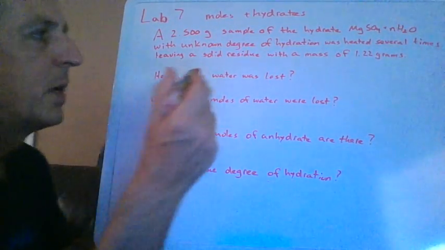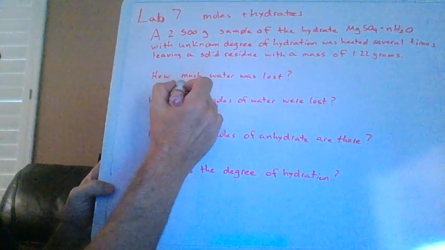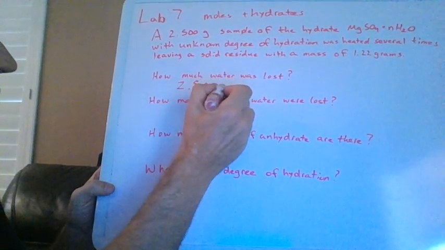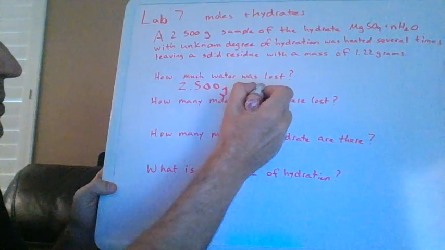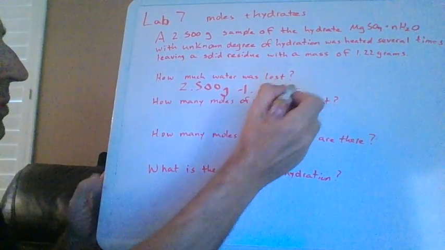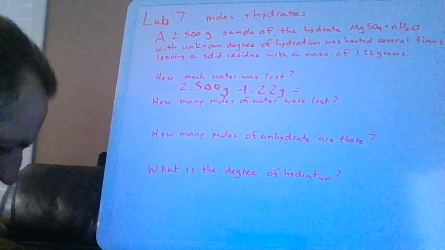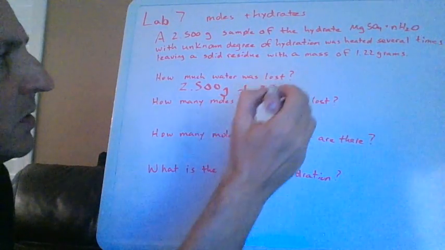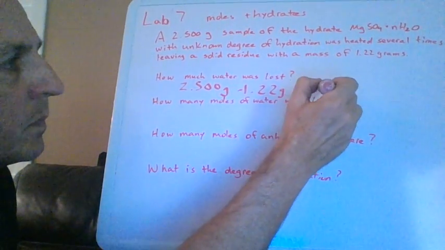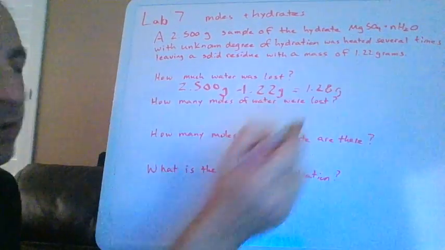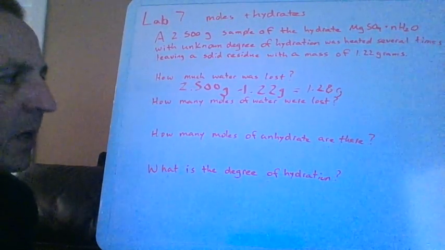So if we're doing this problem, how much water was lost? You just have 2.500 grams minus 1.22 grams, and that would leave you with how much water was lost, which would be 1.28 grams. Right, so we could measure that, and we did with our balances.